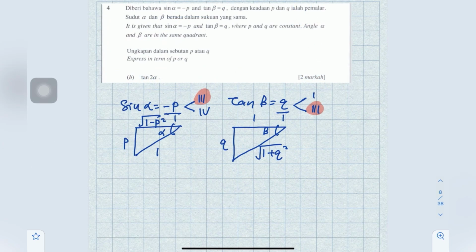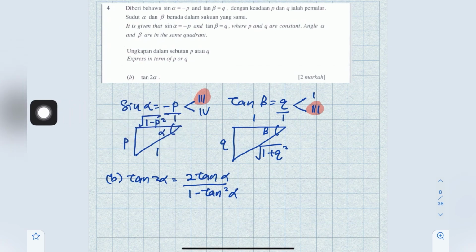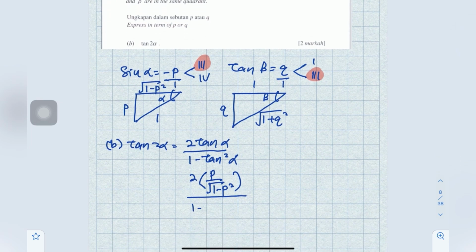Okay, for B, express in terms of P and Q tan of 2 alpha. So B is tan 2 alpha. So tan 2 alpha, the double angle formula. We have the formula, just substitute: 2 tan alpha over 1 minus tan squared alpha. Okay, this formula is given. Then for tan alpha we refer to angle alpha, tangent is opposite over adjacent. So we get 2, opposite is P, adjacent is square root of 1 minus P squared. Divided by 1 minus tan squared, so 1 minus P over square root of 1 minus P squared, squared.